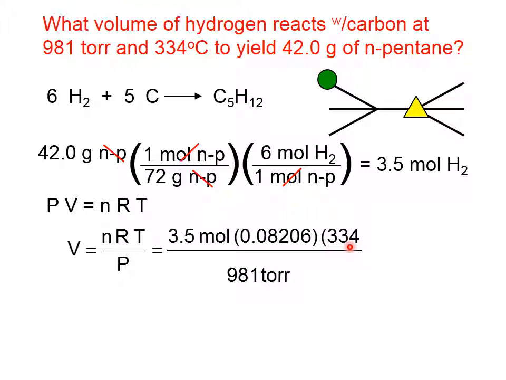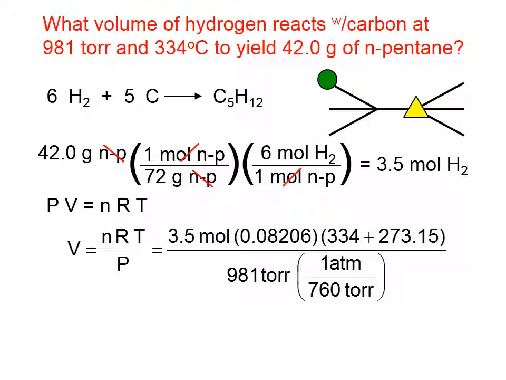Here's our temperature, 334, but it's not quite our temperature because it of course has to be in Kelvin. So there's our temperature, 334 plus 273. And then in the denominator, we said that because our R value is matched up with atmospheres, we're going to change this torr into atmospheres. We could do it in a separate step, but I just included it right there in the entire equation, and when we solve that, we get a number like 135 liters.